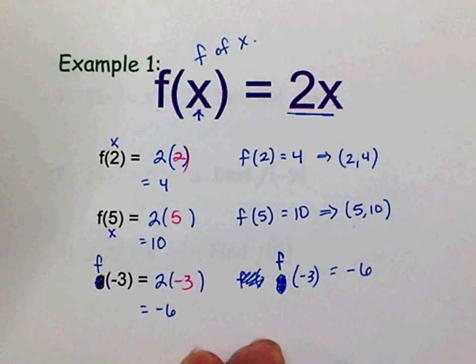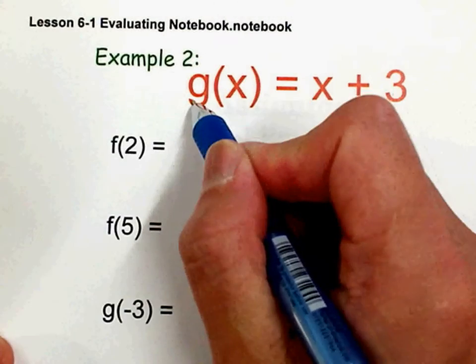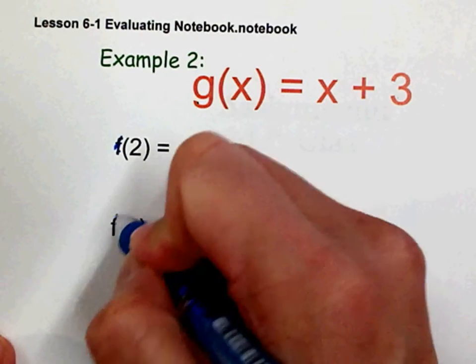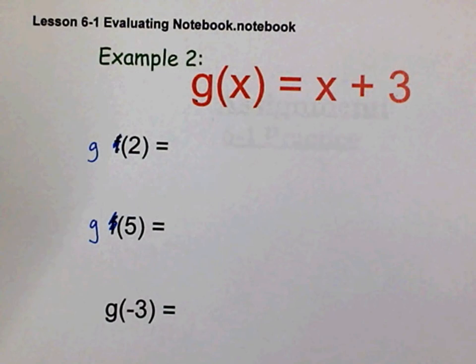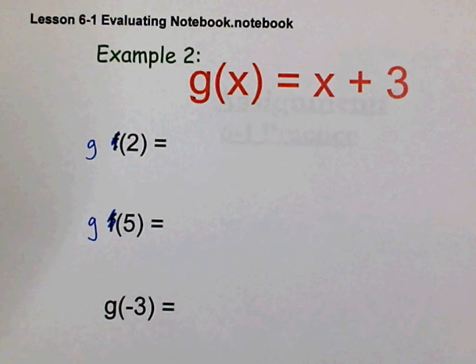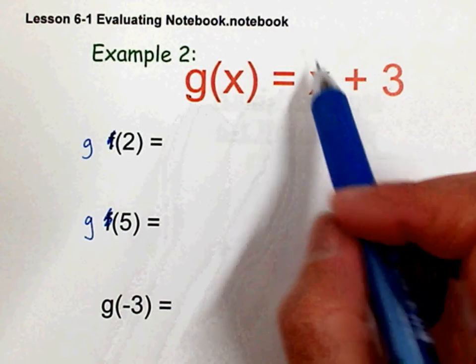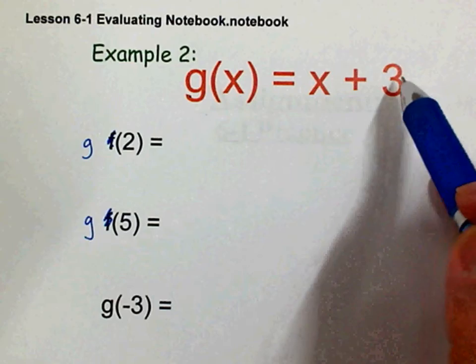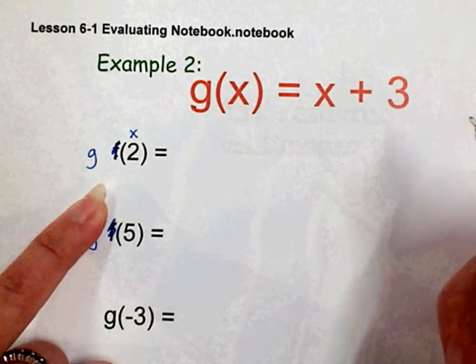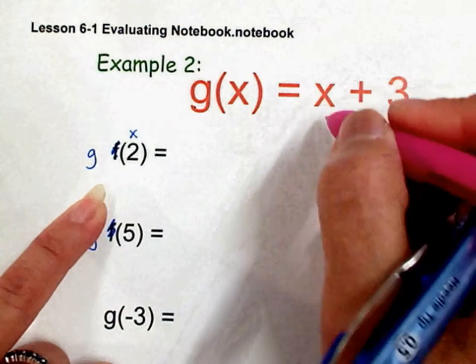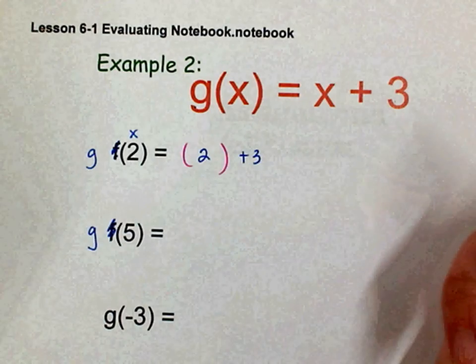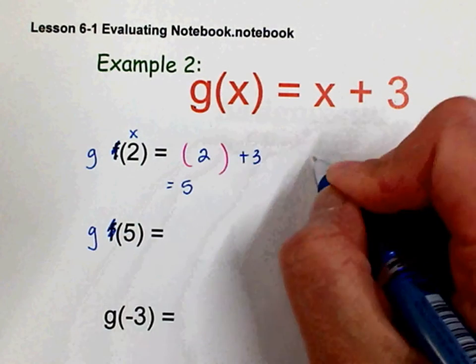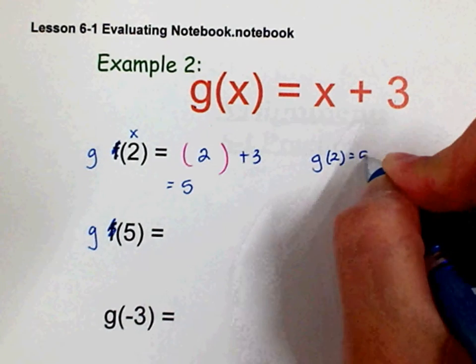Okay. Now let's take a look at the next one. Example 2. This time it is a g. My function's a g. All of these should be g. Okay? Ready? All right. You have an expression x plus 3. So here when my x is 2, I'm going to plug it in. So see where x is? So 2 plus 3. What is 2 plus 3? It is 5. So g of 2 is equal to 5. Okay?